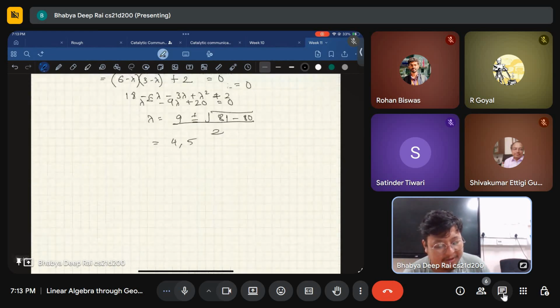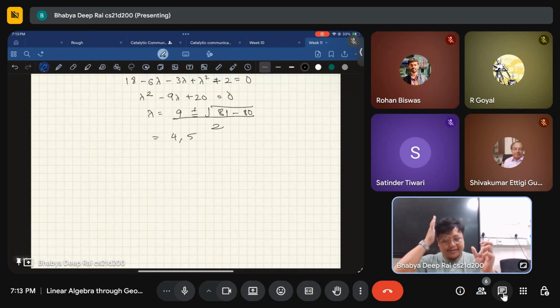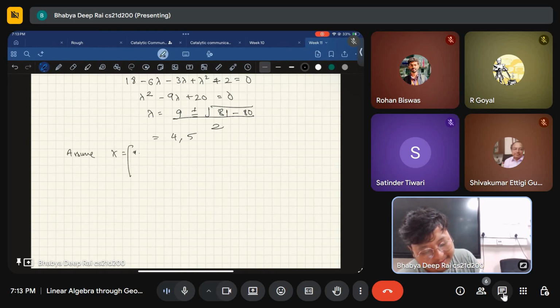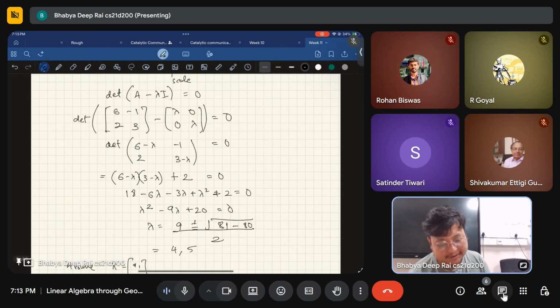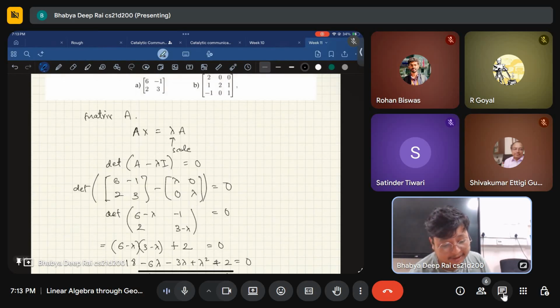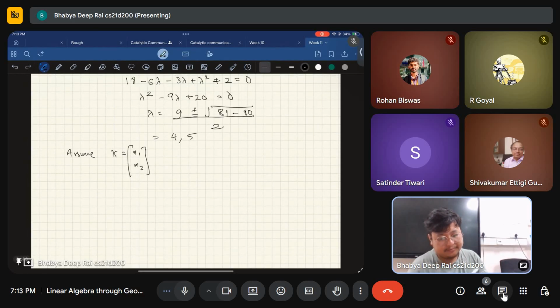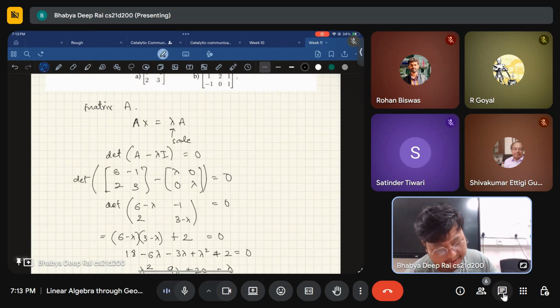Now this is the amount by which those vectors will get scaled. And what vectors? The eigenvectors. Now, how do you find the eigenvectors? Well, you plug the values back into the equations. Suppose x equals x1, x2. So what you do now is Ax equals lambda x.